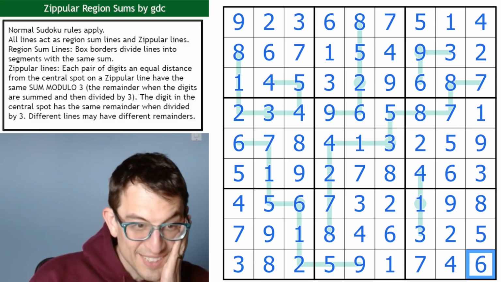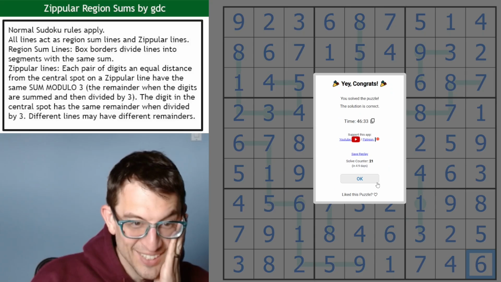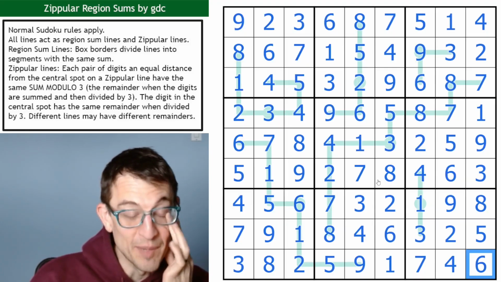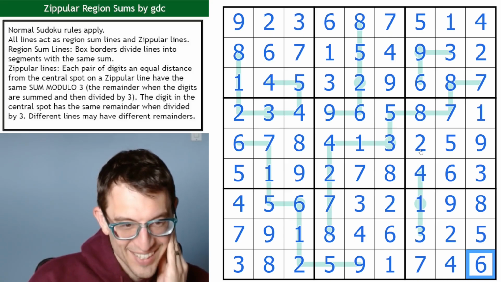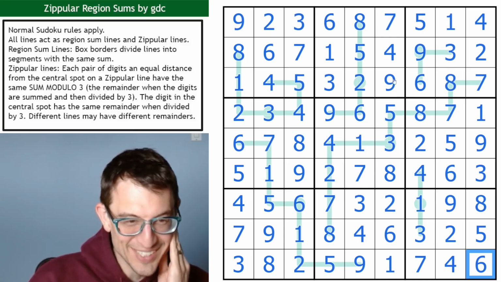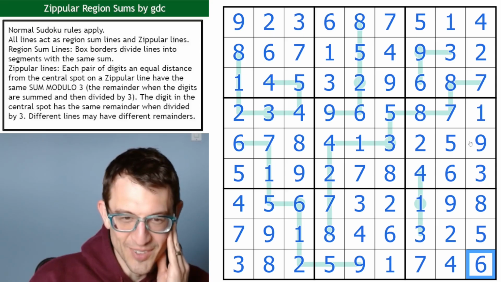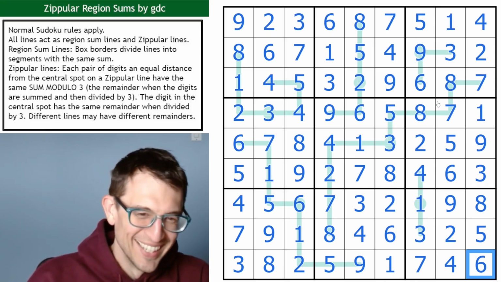Oh my goodness. Are there mistakes? I don't know. I'm just going to check. Oh, wow. Sorry, GDC. I really flopped the end there. I feel like I was doing okay before that.